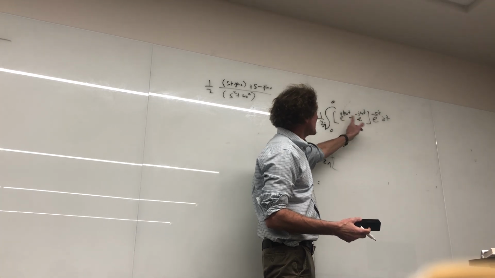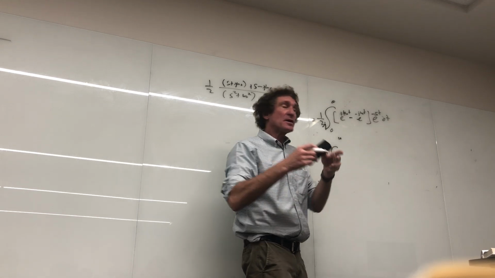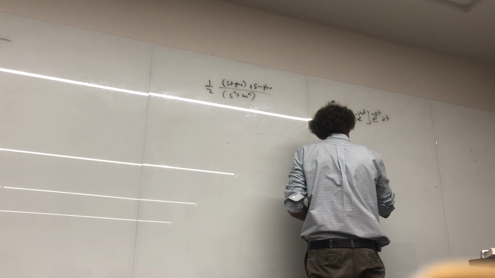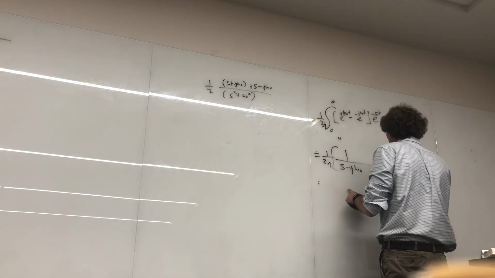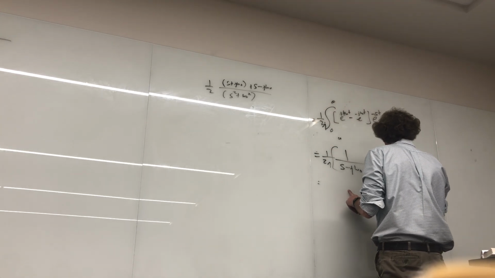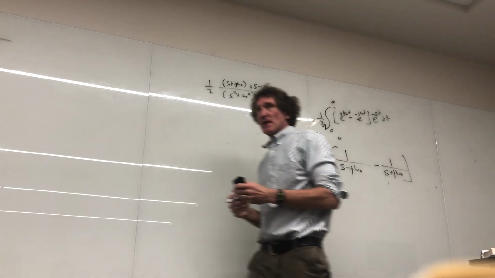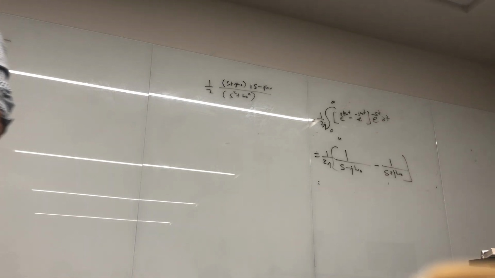S minus j omega naught times t dt. Do the integration, you get this. Just as before, you're going to get s minus j omega naught, but now instead of a plus, you get minus 1 over s plus j omega naught. I'm going to stop for a second. You all understand what I've done there, class? Give me a show of hands if you do, so I can tell.